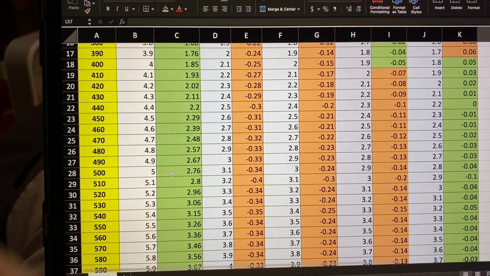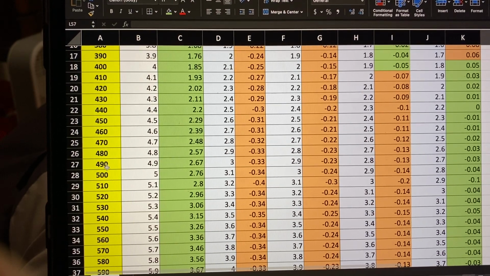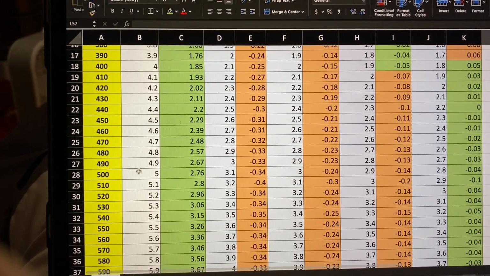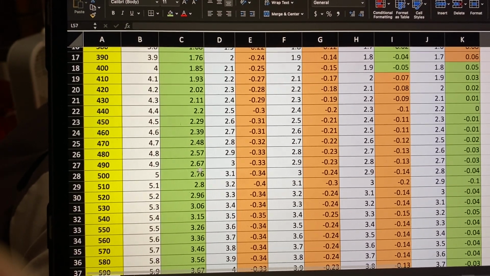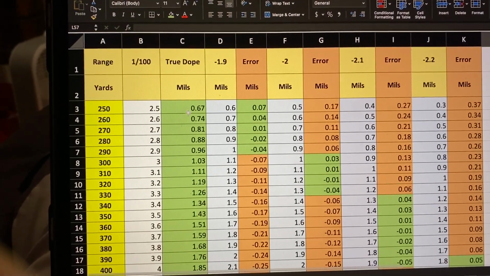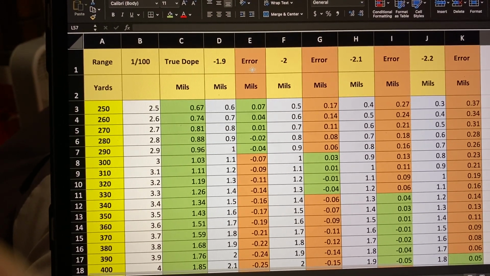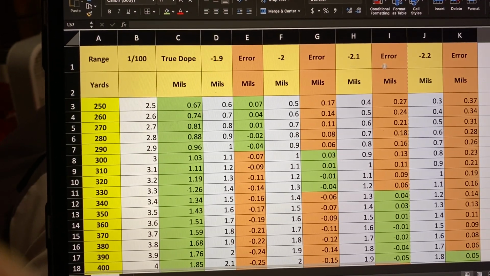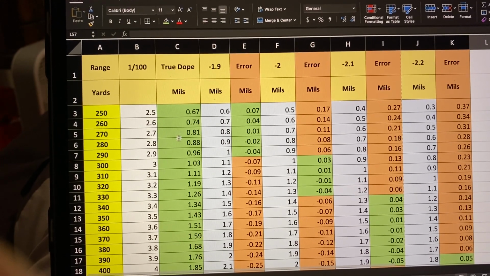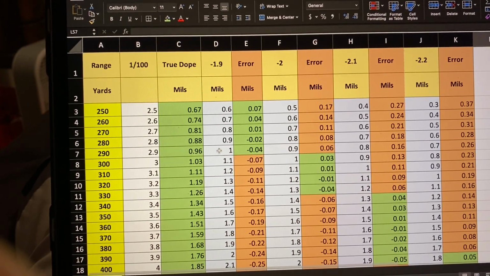Eventually, and I don't remember how, I ended up figuring out if you take that number, let's say 22, and subtract it from 49, you get 26, essentially. So you get really close to your dope. So what I ended up coming up with was my true dope from 250 yards all the way out to like 900. But I've got 1.9, 2, 2.1, and 2.2. So what I did is I took my true dope and then I made these columns. 1.9, subtracting that from this.